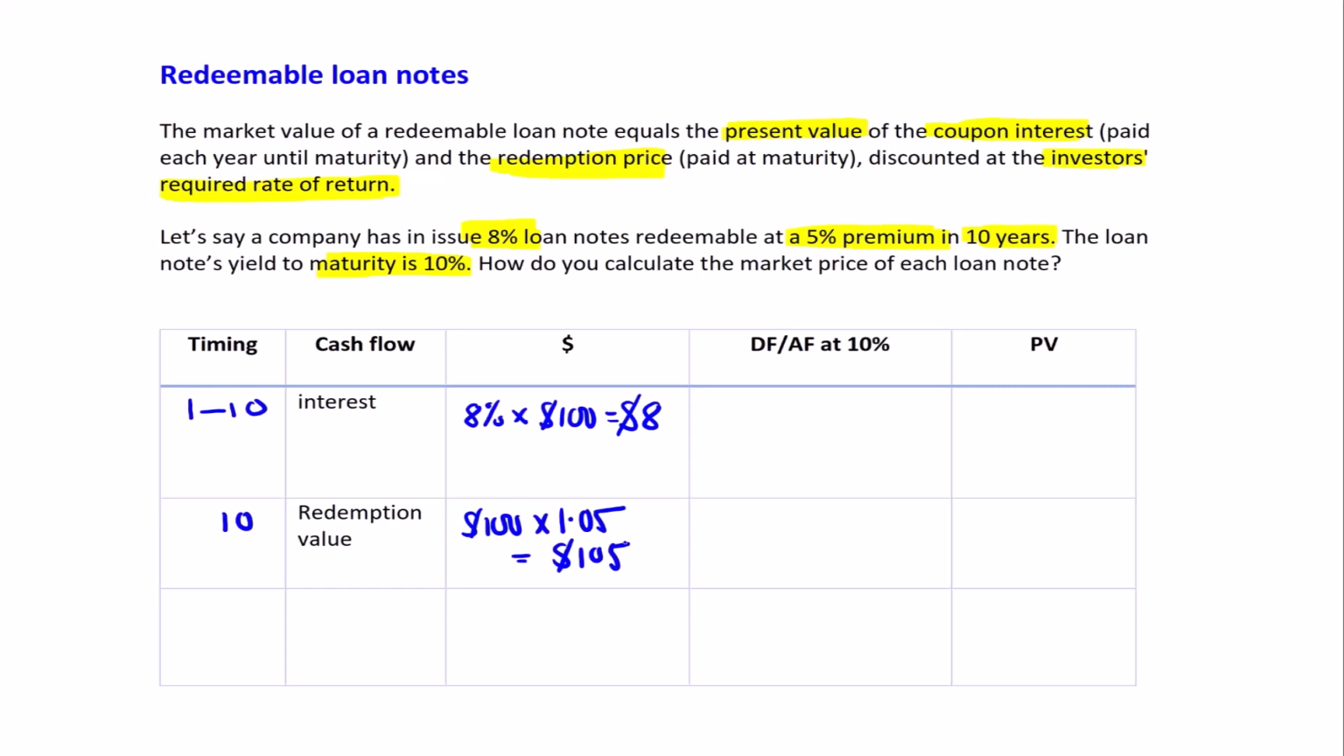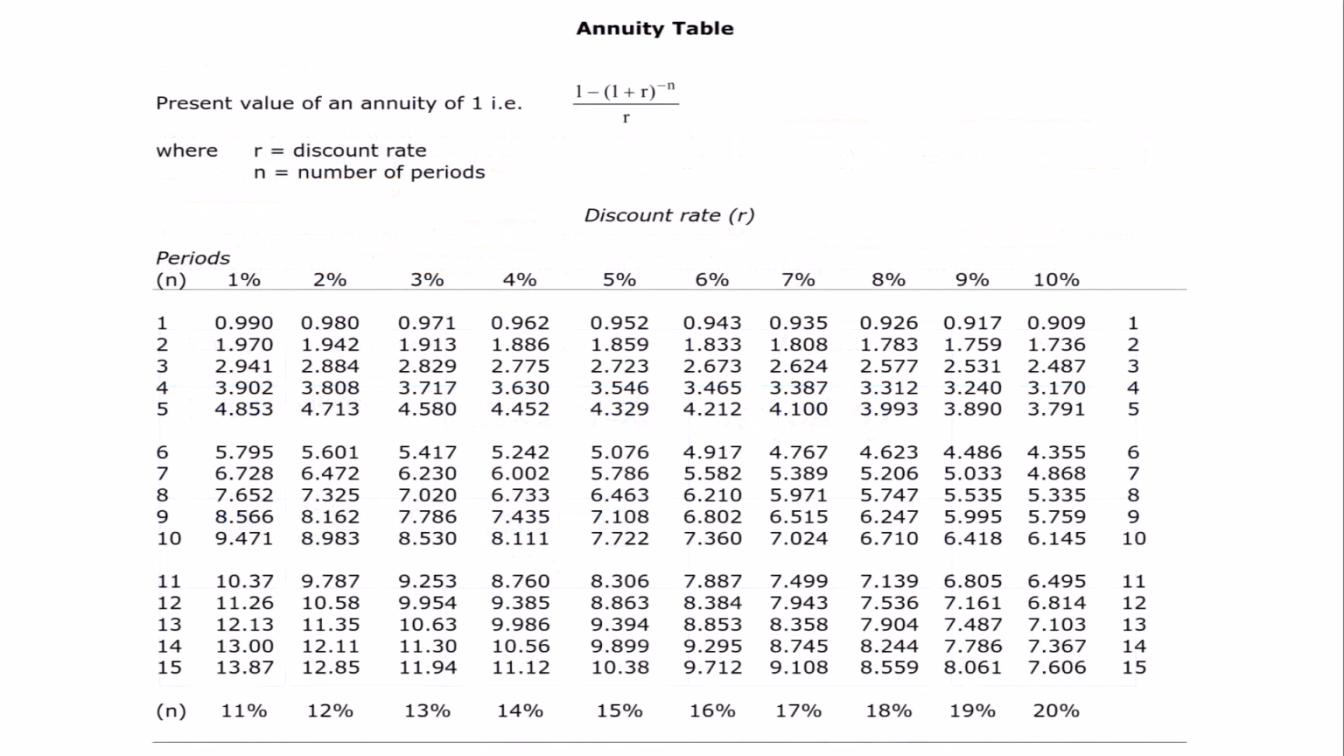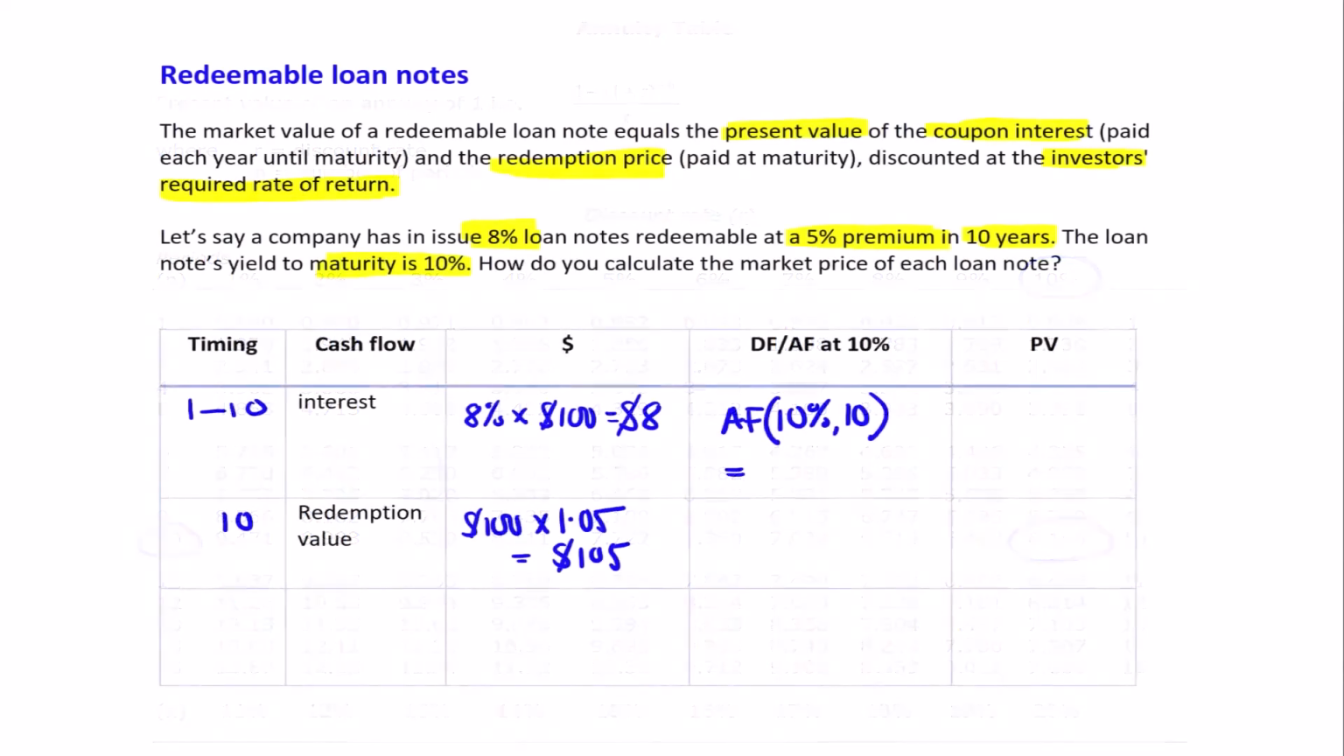The interest is payable every year for 10 years, so that's an annuity factor, and it'll be annuity factor for 10 years at 10%. We need to go to the discount tables to find that annuity factor. So here we have the annuity table, and we need 10% for 10 years. So that equates to 6.145.